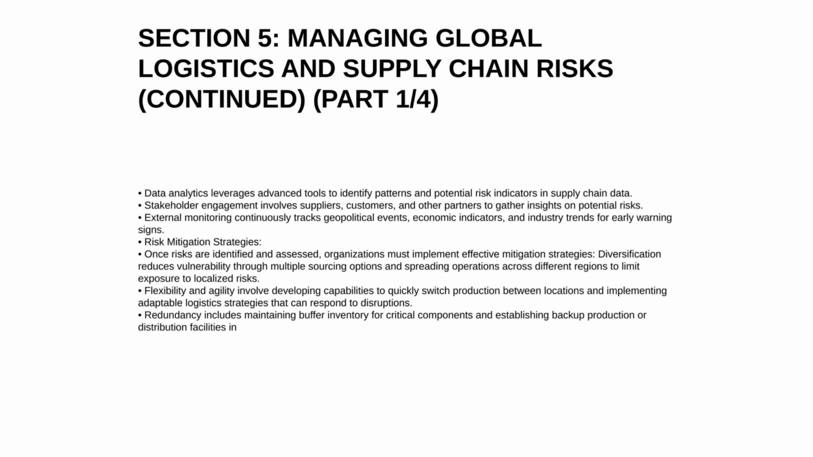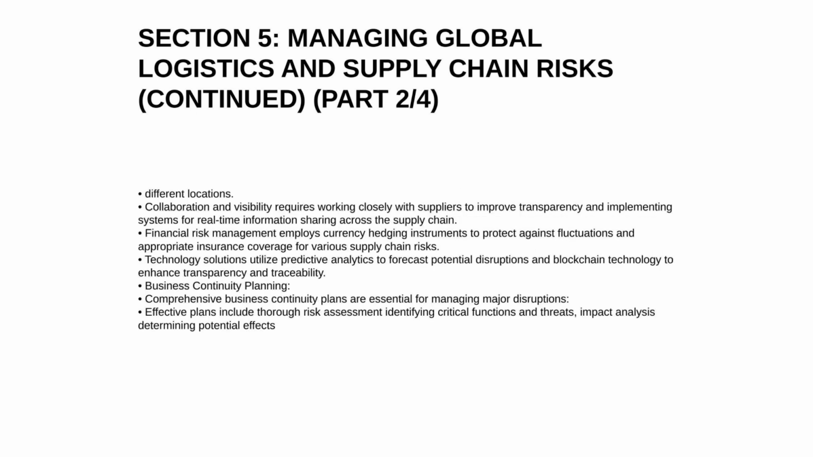Risk mitigation strategies. Once risks are identified and assessed, organizations must implement effective mitigation strategies. Diversification reduces vulnerability through multiple sourcing options and spreading operations across different regions to limit exposure to localized risks. Flexibility and agility involve developing capabilities to quickly switch production between locations and implementing adaptable logistics strategies that can respond to disruptions. Redundancy includes maintaining buffer inventory for critical components and establishing backup production or distribution facilities in different locations.